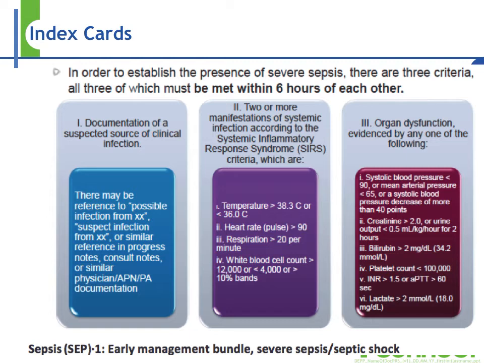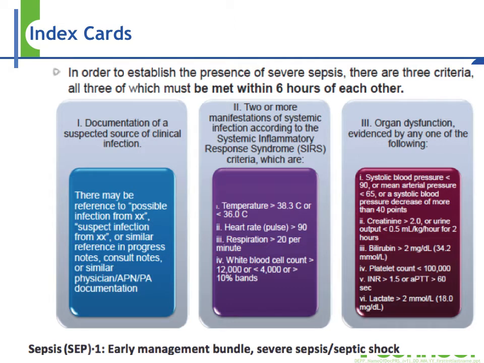The documentation of a source of infection could be, for example, pneumonia. If you say pneumonia, if the x-ray says pneumonia, if you say severe sepsis, that qualifies. If you say septic shock, that qualifies. But by the way, if you say sepsis, it doesn't, unless you say sepsis due to pneumonia.